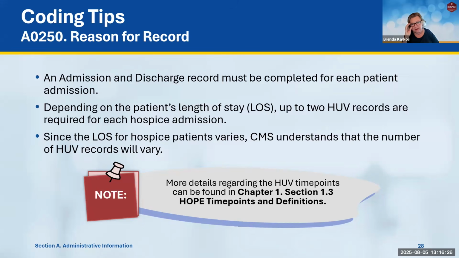An admission and discharge record must be completed for each patient admission to hospice. However, depending on the patient's length of stay, up to 2 HUV records may be required for each hospice admission. CMS expects that the number of HUV records will vary since the length of stay in hospice can vary greatly.